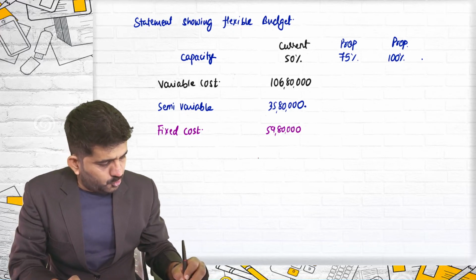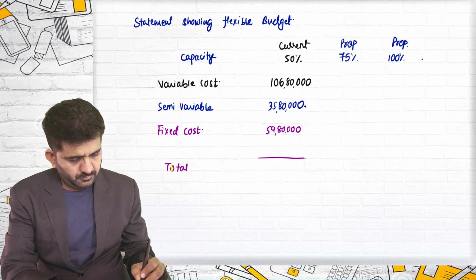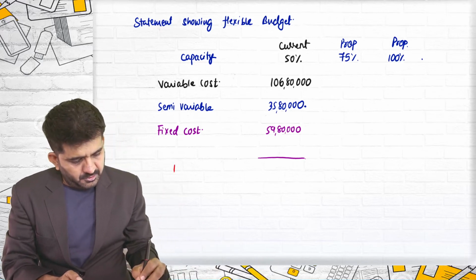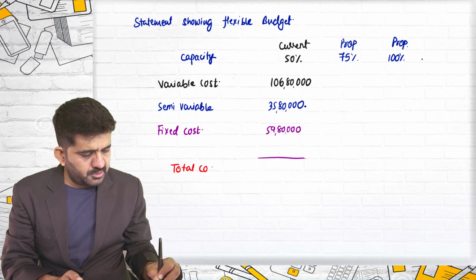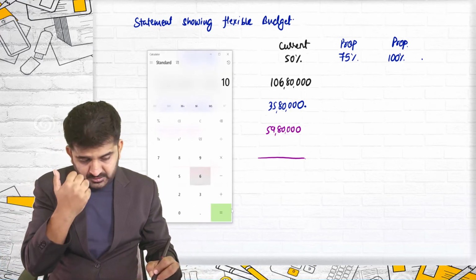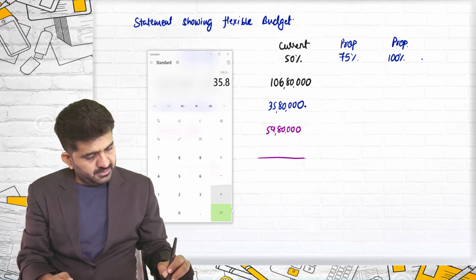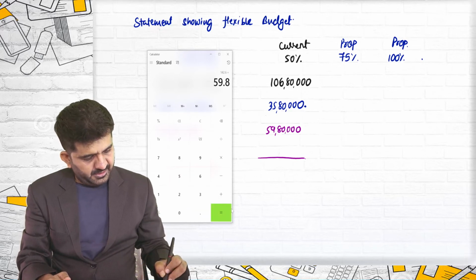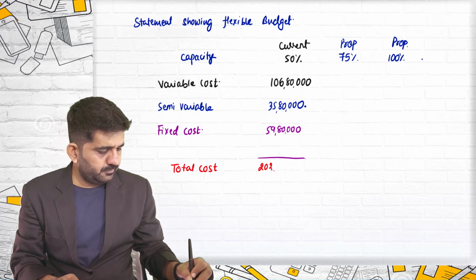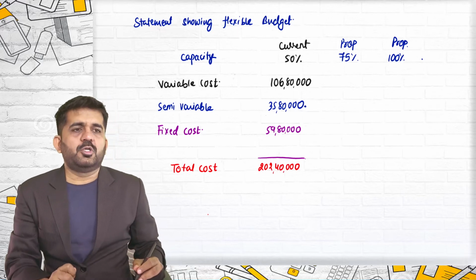And this is the total cost. Let me change the color. This is the total cost at 50% capacity: 106.8 lakhs plus 35.8 lakhs plus 59.8 lakhs, which is 202 lakhs 40,000. This will be my total cost.